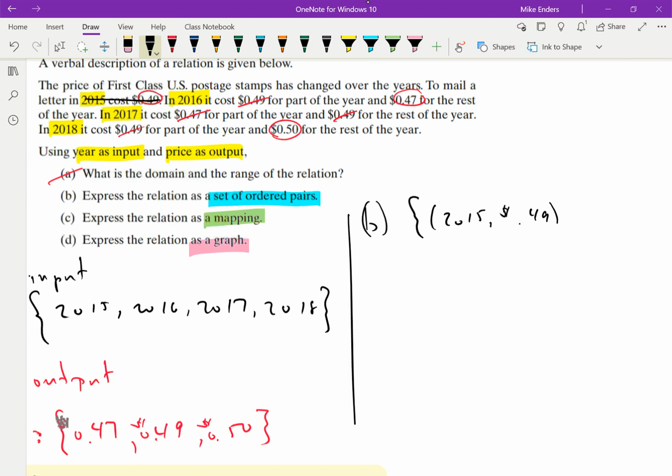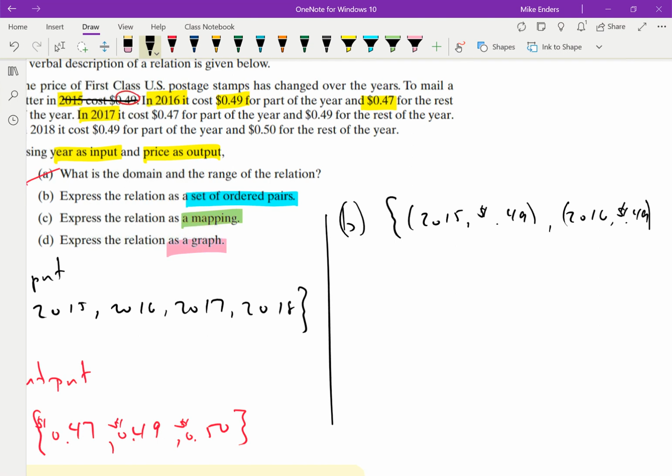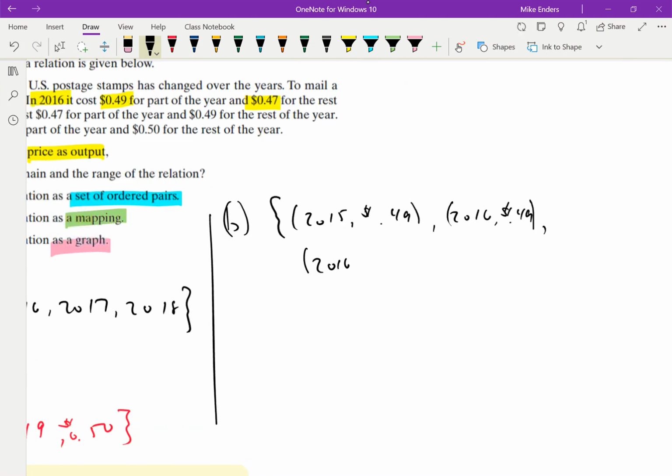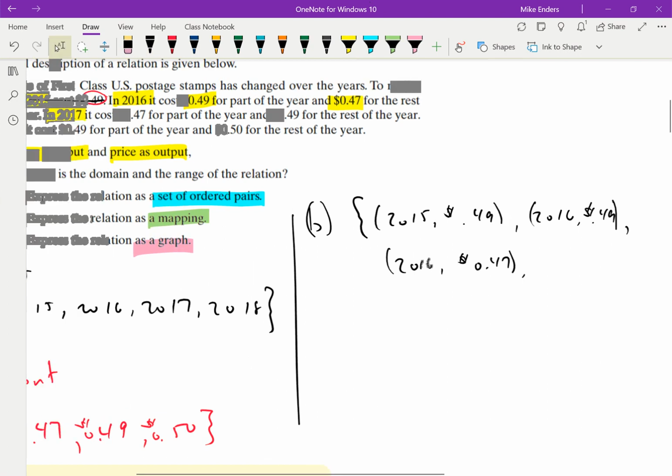Then in 2016, let me go ahead and eliminate some of the stuff up here. In 2016, we had 49 cents and we had 47 cents. We got to list both of those. So let's see. So we've got 2016, we had 49 cents. And also in 2016, we had 47 cents. So that takes care of all of 2016.